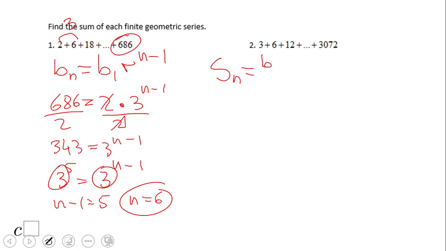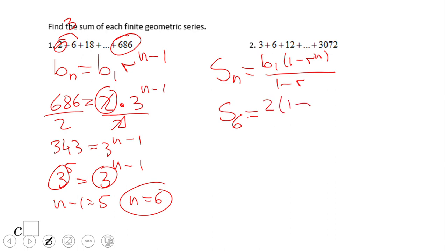And again, the formula is B1 times 1 minus r to the n power over 1 minus r. So in this case, it becomes what? S6, right? Because we have 6 terms in this geometric series. And B1 is 2, we used it already in here. So we have 2 times 1 minus the common ratio r, which is 3, to the n, 6 power, over 1 minus 3.